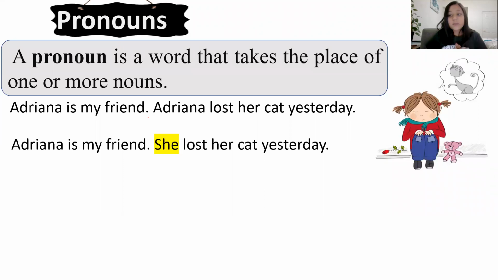So remember, to revise, a noun is the name of a person, place, thing, or idea. So Adriana is a noun because it's the name of a person. She is referring to Adriana, which is the noun. So she is a pronoun.